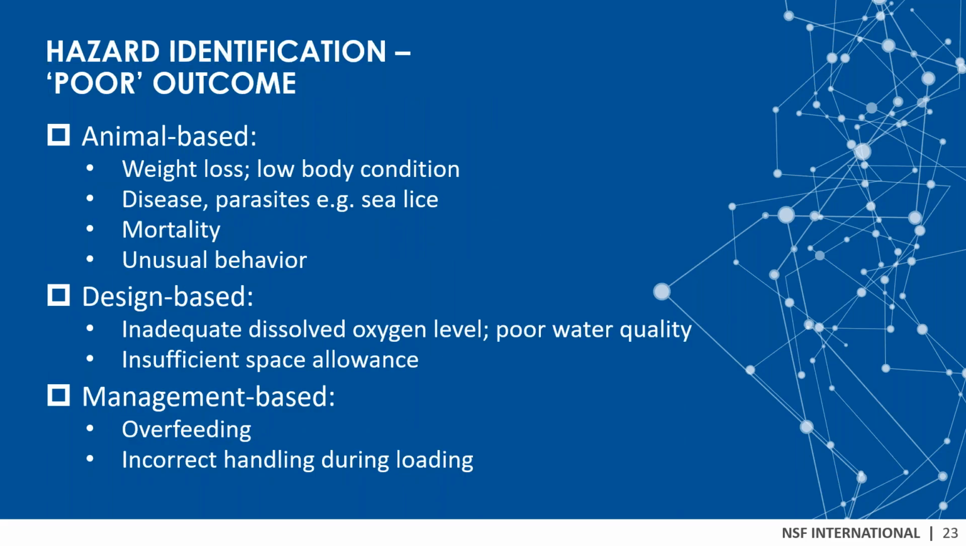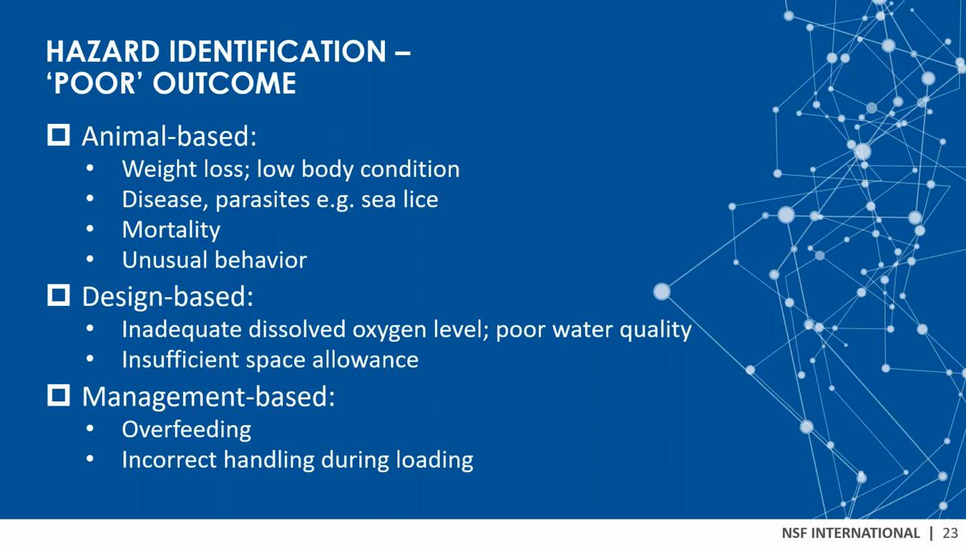Another approach, and I find this one, from my own perspective, more comfortable. It just comes down to looking at it from the perspective of what's a poor outcome, and that's the hazard you're trying to avoid. Under that poor outcome approach, you can look at it from the perspective of an animal-based poor outcome, a design-based poor outcome, or management-based. So a couple of examples of an animal-based poor outcome is that you have weight loss or poor body condition. You have a disease state of the animal.